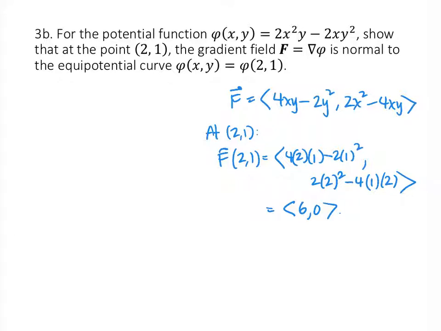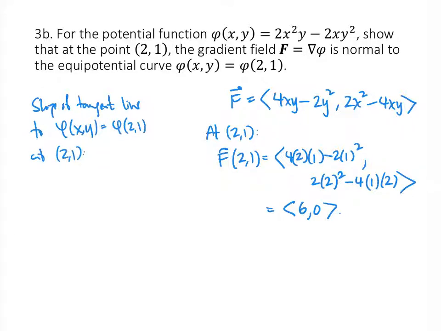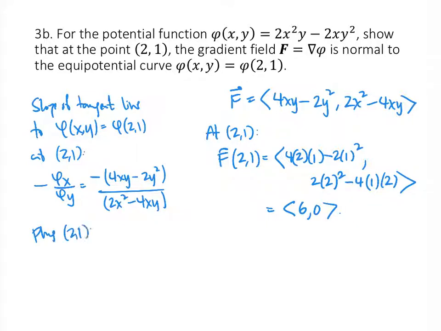Now we need to find a vector that is tangent to the level curve phi of x, y equals phi of 2, 1. And again, we're going to find the slope of the tangent line to the curve at the point (2, 1). The slope of the tangent line is minus the x partial of phi divided by the y partial of phi. And we know what that is. The x partial is 4xy minus 2y squared, and then the y partial is 2x squared minus 4xy. When we plug in (2, 1), however, what we get is minus 6 divided by 0, and that's undefined.